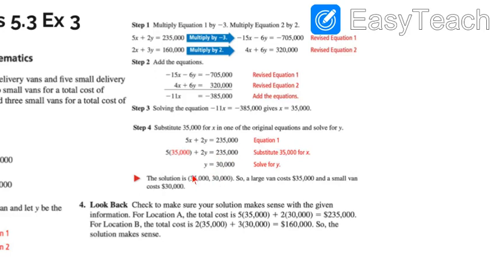So what this means is that the x value is 35,000, the y value is 30,000, remembering that x and y were the costs of each one. So a large van costs 35,000 and a small van costs 30,000. You can plug this in to make sure it makes sense as well.